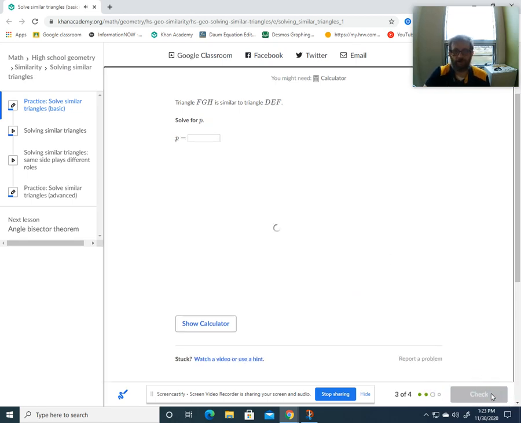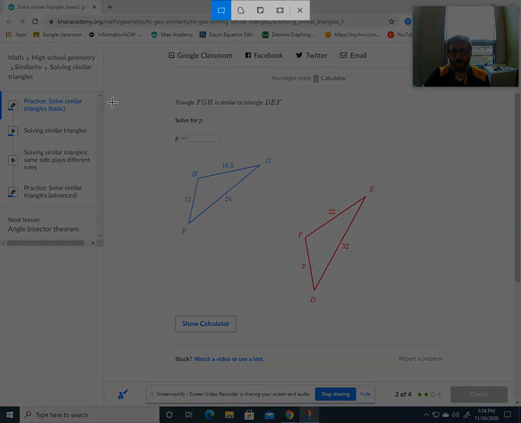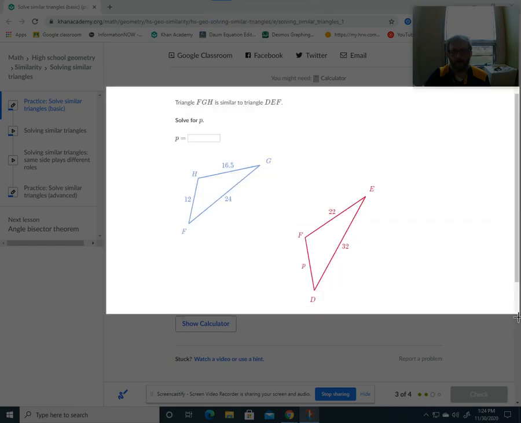All right, try another one. Same basic setup again. So again, here we go. I'm going to make a new copy so I have some way to draw for you.